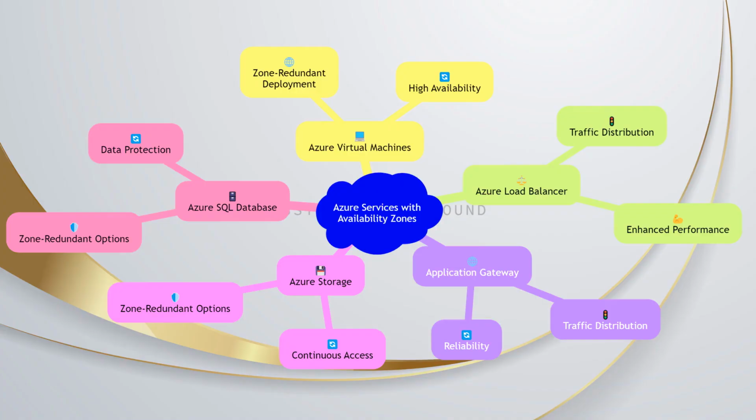Several Azure services are designed to work seamlessly with availability zones. For example, Azure Virtual Machines can be deployed in a zone-redundant manner, ensuring high availability. Azure Load Balancer and Application Gateway can distribute traffic across zones, enhancing performance and reliability. Additionally, Azure Storage and Azure SQL Database offer zone-redundant options to protect data and ensure continuous access.